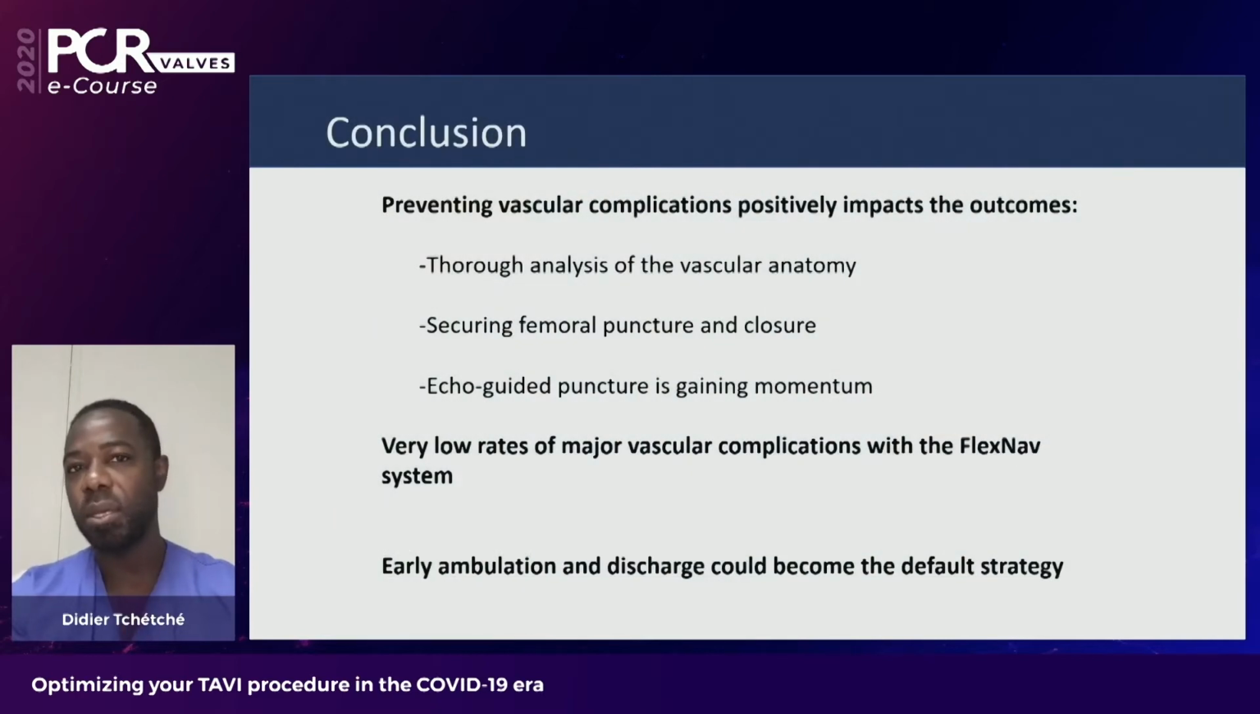I would like to say very simply that preventing vascular complications is key because it positively impacts the outcomes of the patient. It goes through a thorough analysis of the vascular anatomy through MSCT, securing the femoral puncture and closure, and certainly the echo-guided puncture is one of the ways to go in the future. Very low rates of major vascular complications are achieved with the FlexNav system, and this is a real improvement that is going to be beneficial to our patients. And at last, early ambulation and early discharge could become the default strategy. Thank you very much.